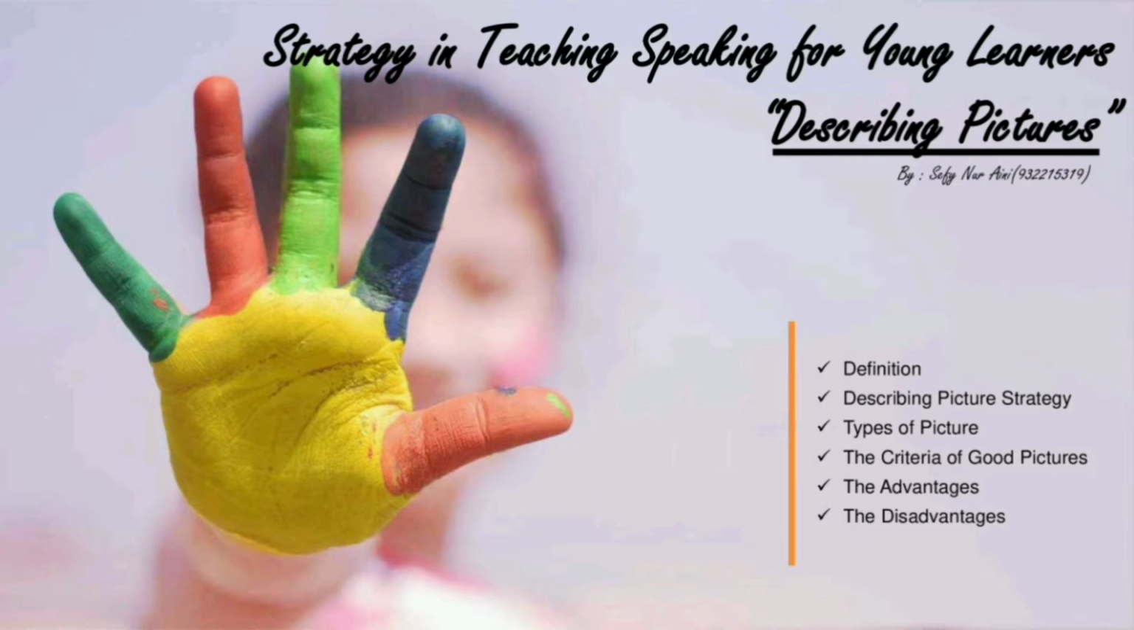Here I would like to explain about the strategy in teaching speaking for young learners. The strategy is describing picture. Here I will explain about the definition, describing picture strategy, types of picture, the criteria of a good picture, the advantages and disadvantages.